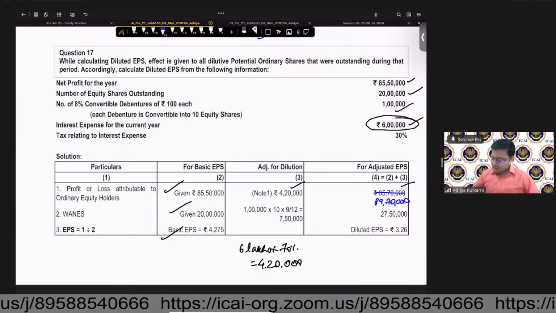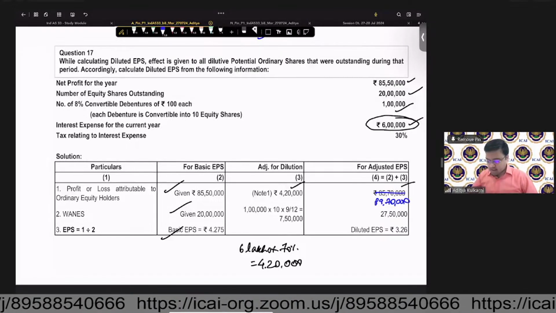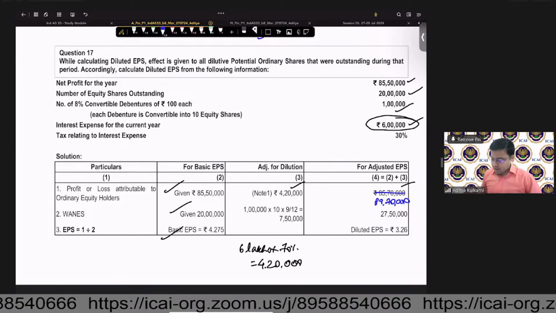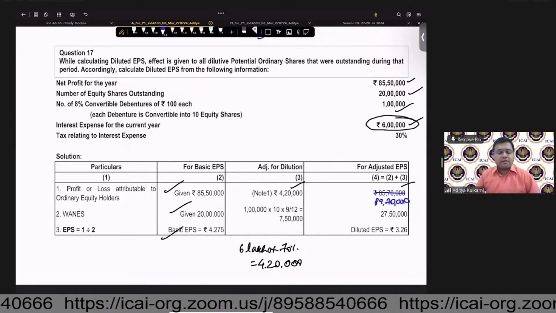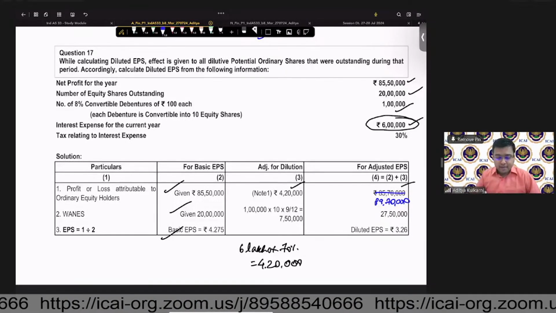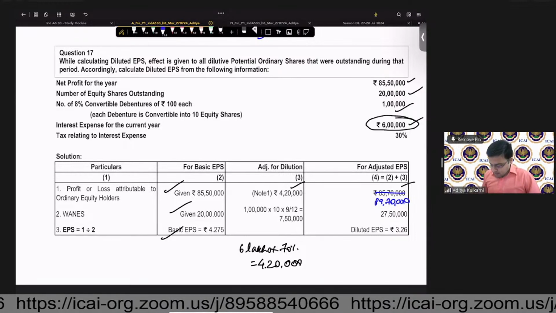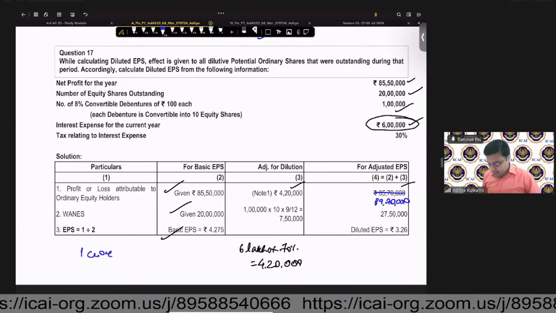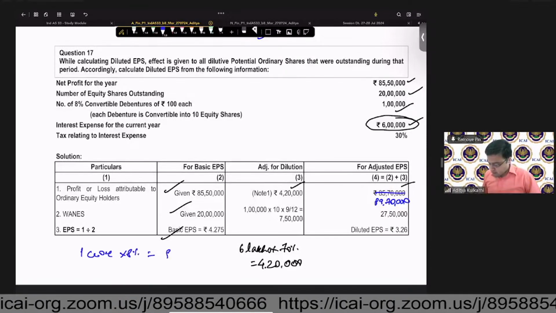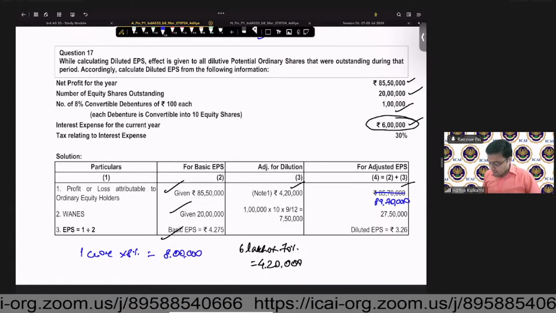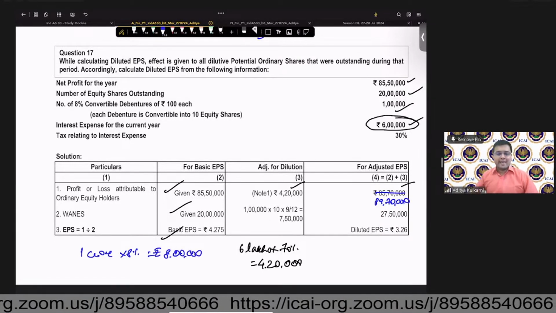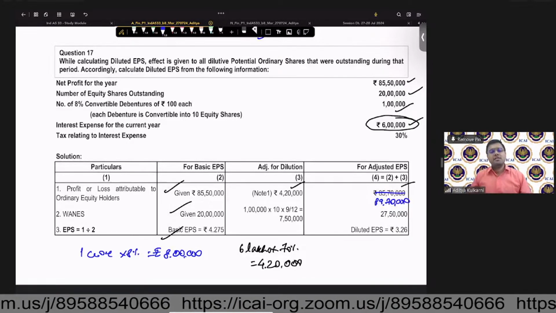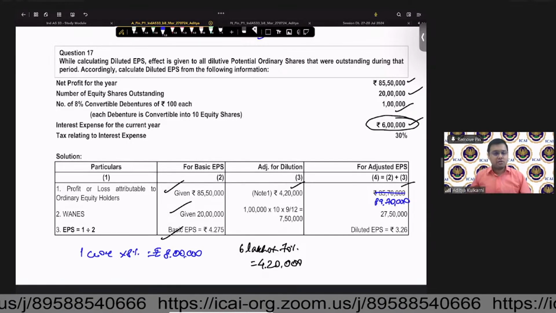So clearly, if you have your interest expense as 6 lakhs, it means your debentures have not been in issue for the entire period. Otherwise it should have been 1 crore into 8%, so the interest that should have hit the P&L should have been 8 lakhs. But in effect, it is only 6 lakhs. That means these debentures were in existence for 9 months only.